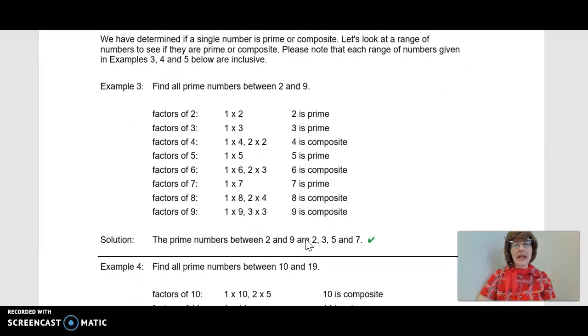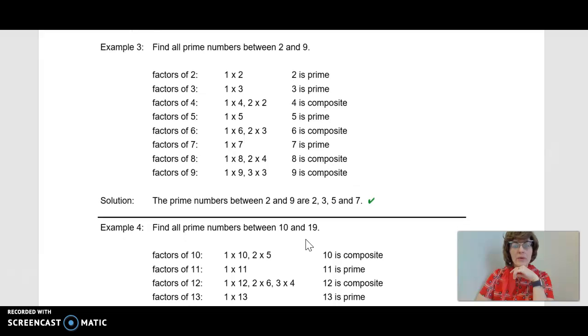We have determined if a single number is prime or composite. So let's look at a range of numbers to see if they are prime or composite. Please note that each range of numbers given in examples 3, 4, and 5 below are inclusive. So find all the prime numbers between 2 and 9. The factors of 2, well, it's only 1 times 2, so 2 is prime. Factors of 3, well, it's only 1 and 3, so 3 is prime.